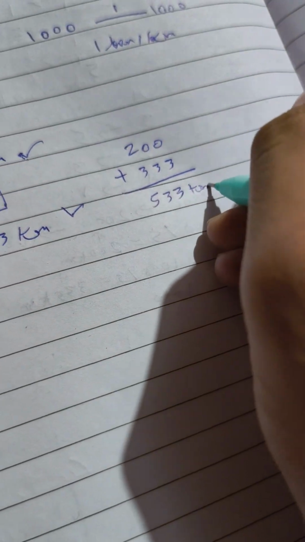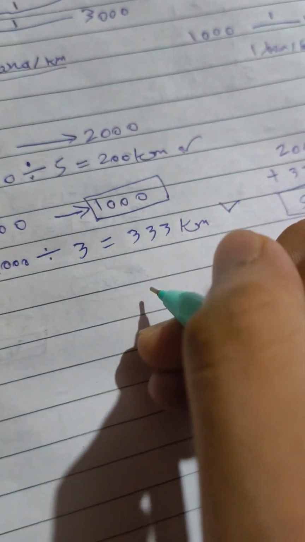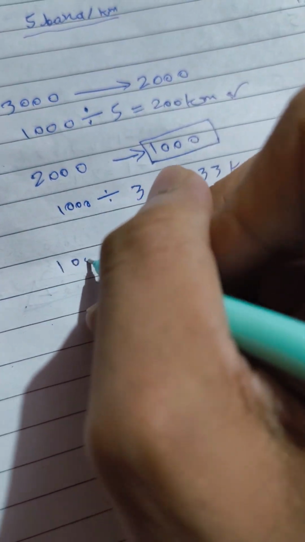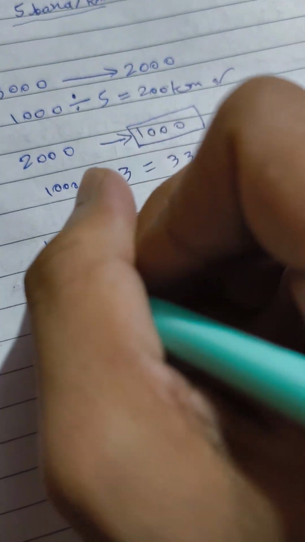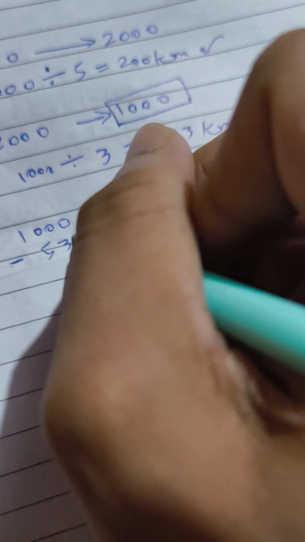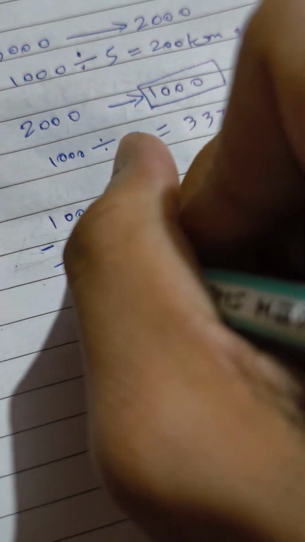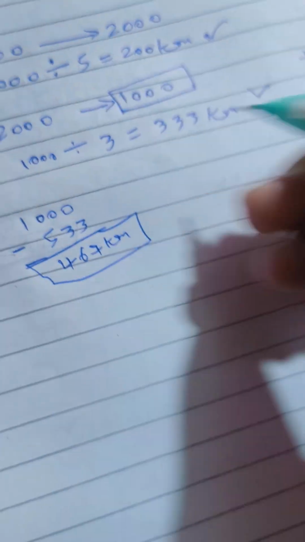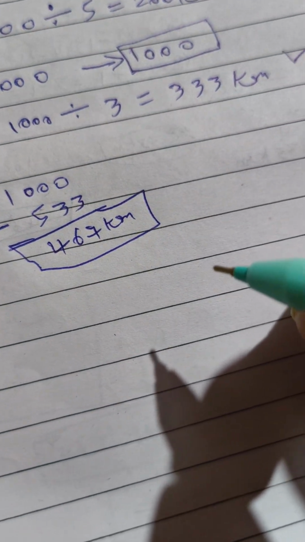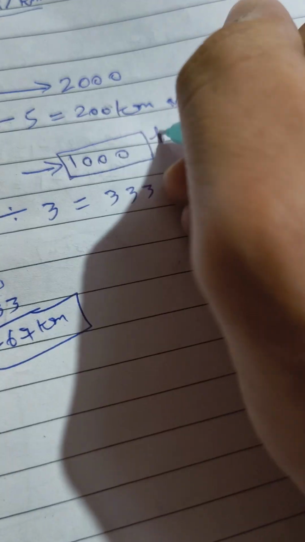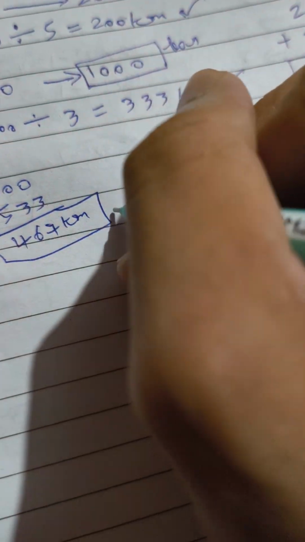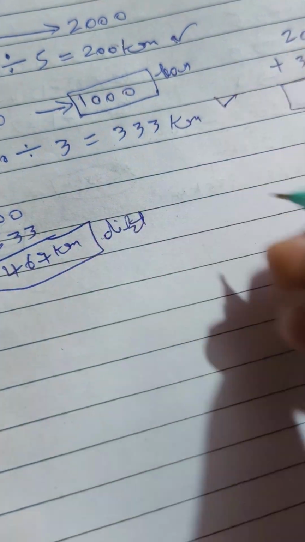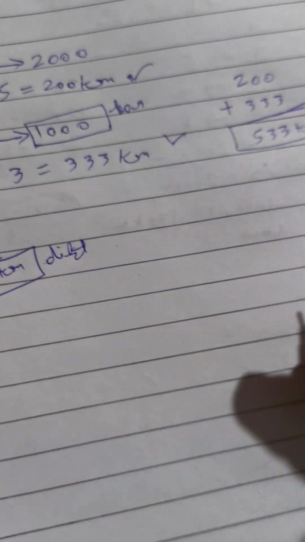So this many kilometers we have traveled, and in total we want to travel a distance of 1000 kilometers. So we just subtract it, and we get 467 kilometers. So this much distance is yet to be traveled, and this is the distance left.